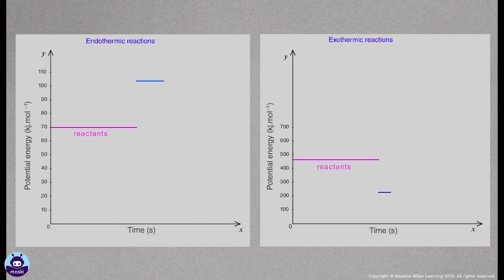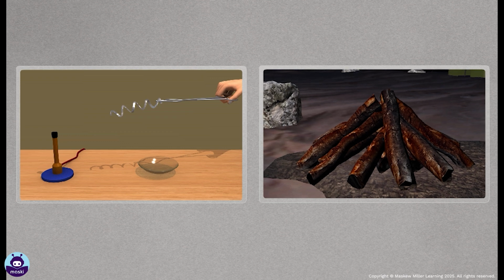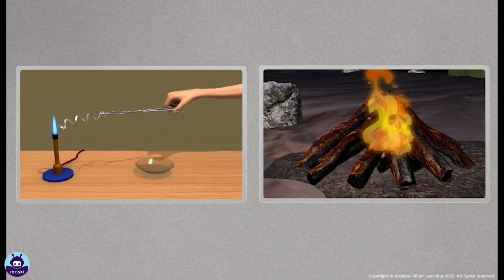Activation energy. We saw the graphs for endothermic and exothermic reactions. Most reactions, even exothermic reactions, require something to start them. The magnesium ribbon does not burn when held in air, nor does the firewood. We need to ignite the reactants for the chemical reaction to begin.